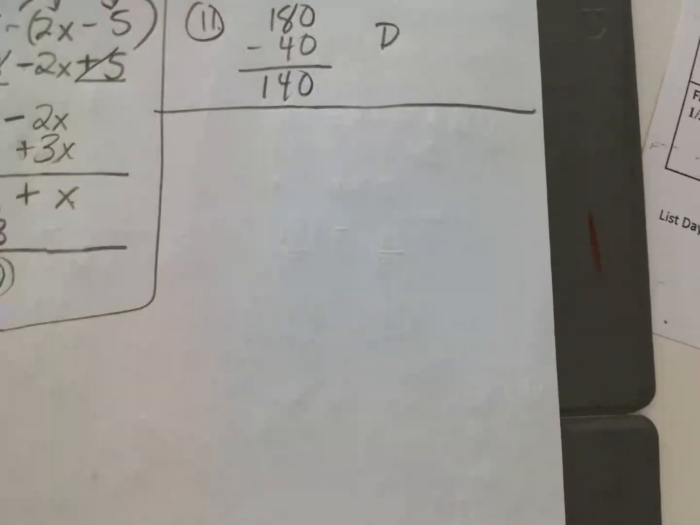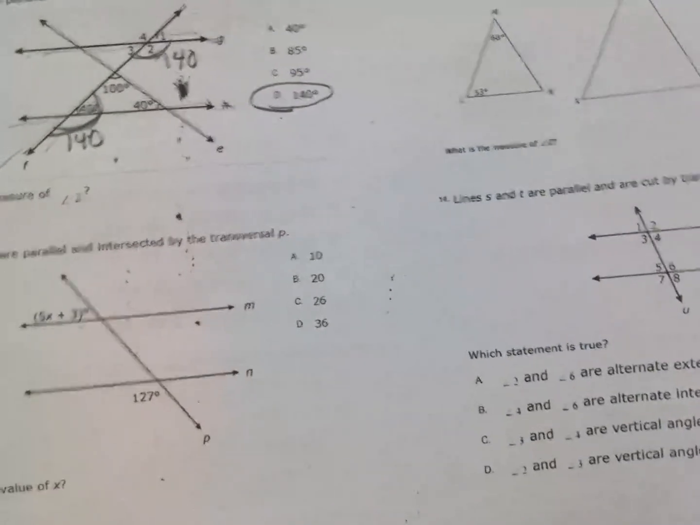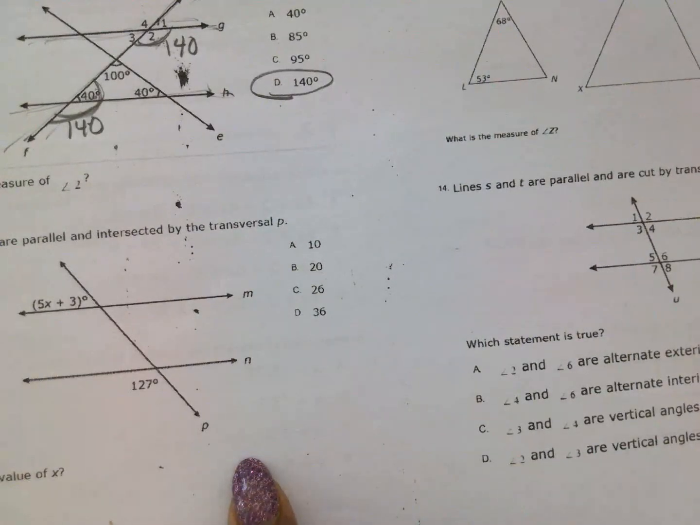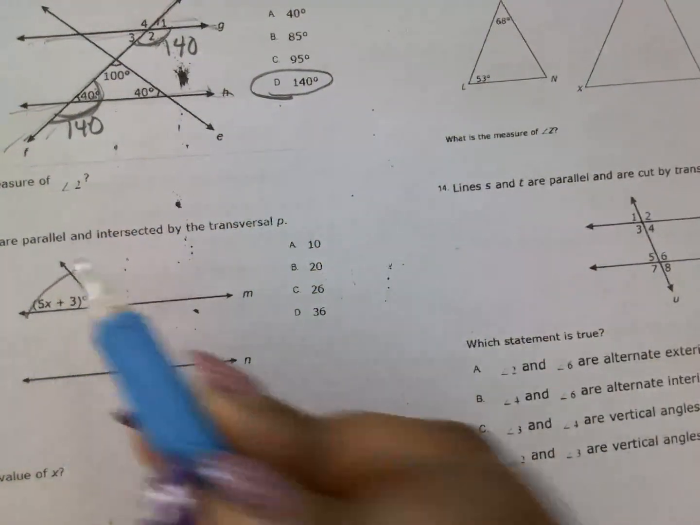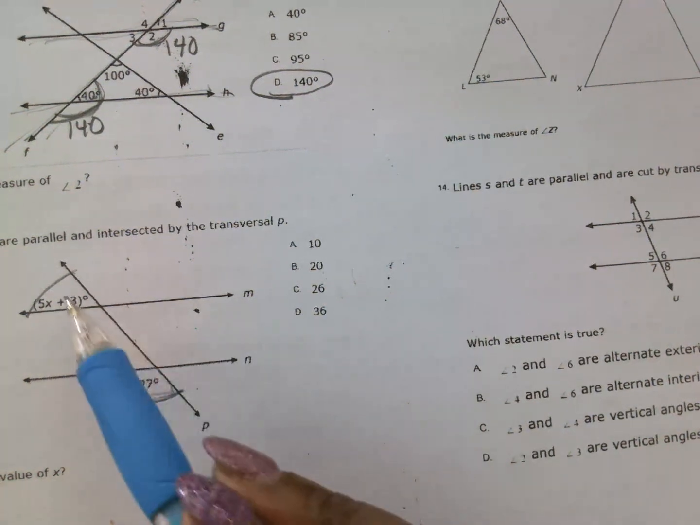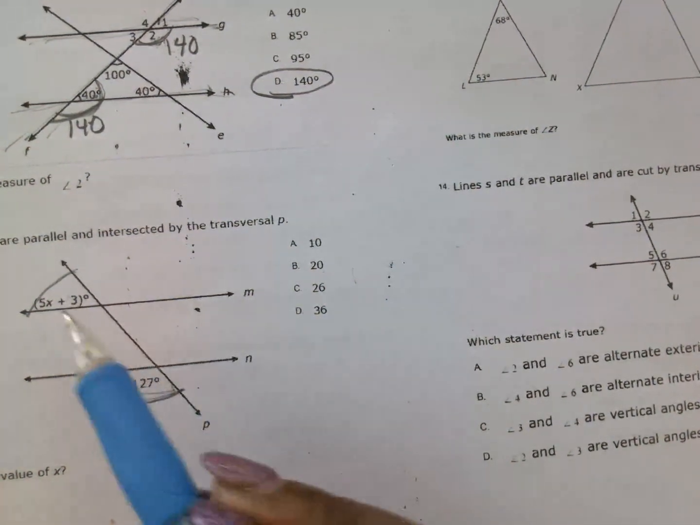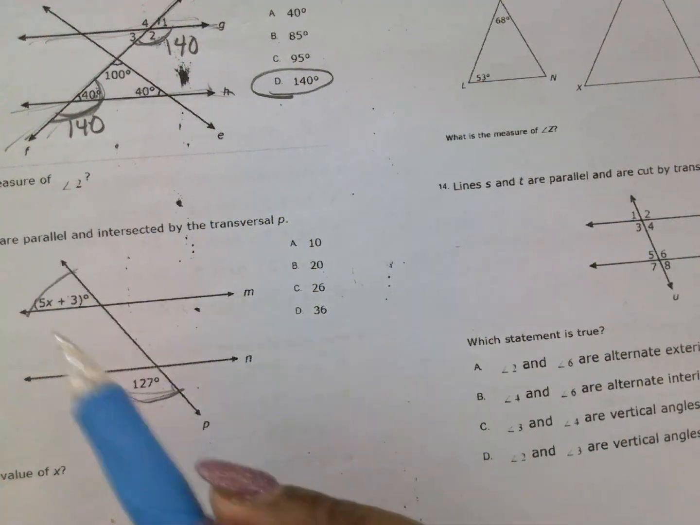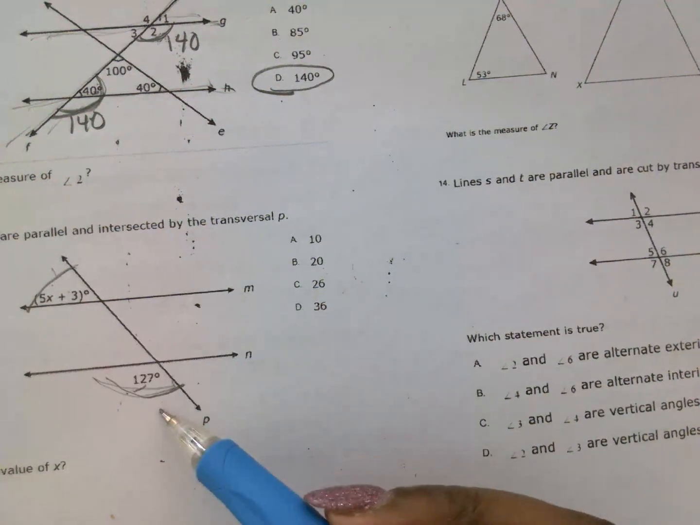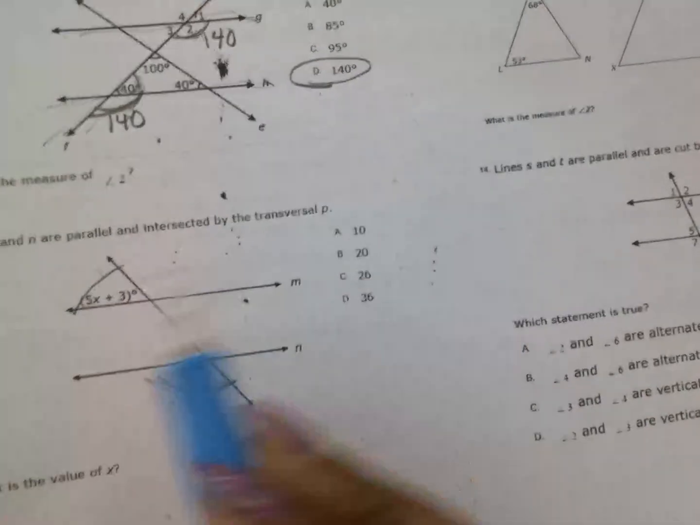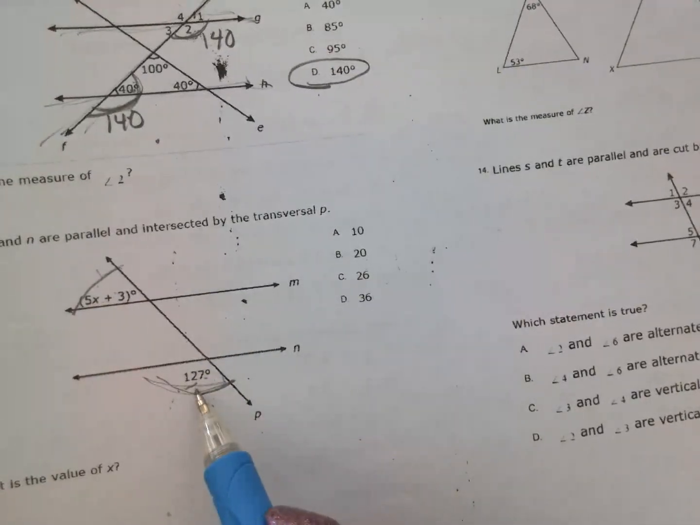Number 12, we're looking at two parallel lines cut by this transversal. This angle and this angle right here are both same side exterior. They are supplementary to each other. Same side exterior angles are supplementary. They're both on the outside and they're both on the same side. So we can say this angle plus this angle is 180.